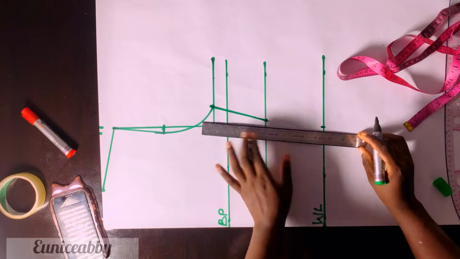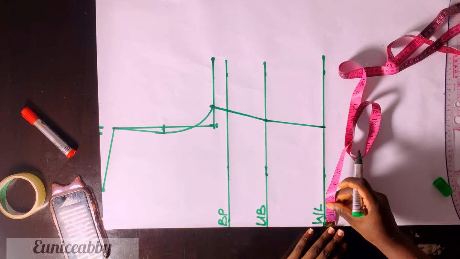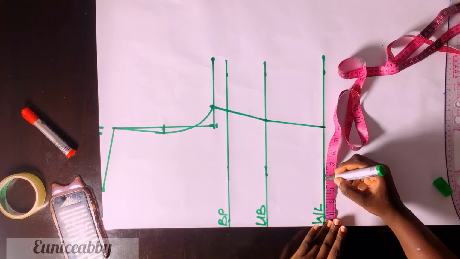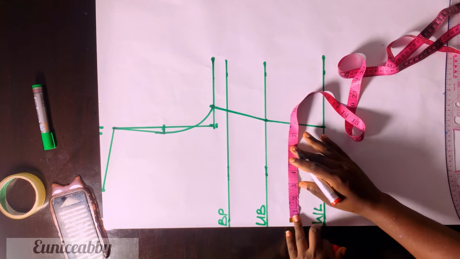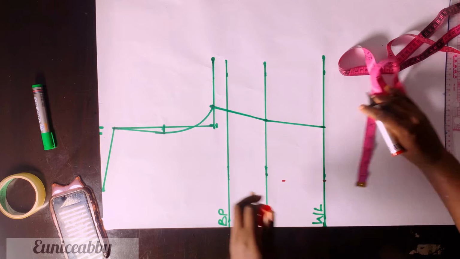After connecting the points, I'm going to go ahead to divide my nipple to nipple, or my bust span, by 2. My nipple to nipple is 7. 7 divided by 2 is 3.5. So I'm going to mark that. I'm going to go up to mark that again just to enable me get a straight line. I'll mark the 3.5 again.